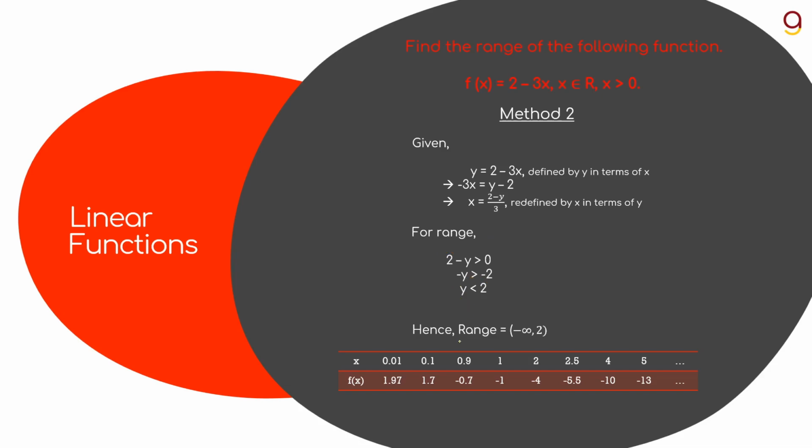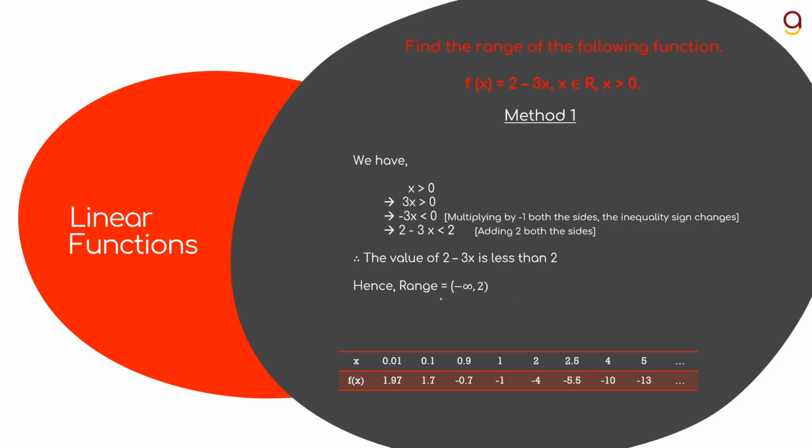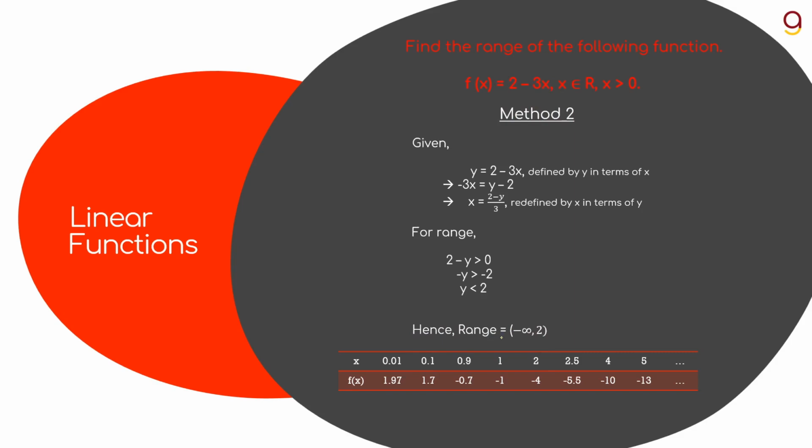Again, range is equal to minus infinity to 2. The same thing we got in the previous one. Range is equal to minus infinity to 2. Here also we get the same thing. So by using both the methods, we get the same answer. So you can use any method whichever you feel to be suitable.